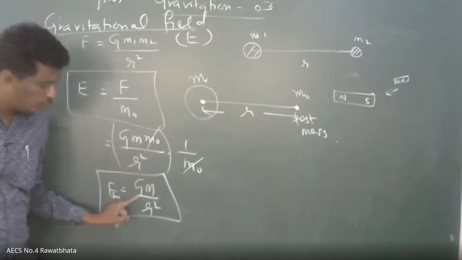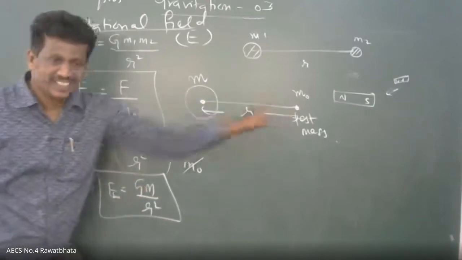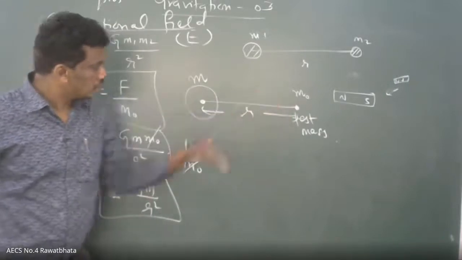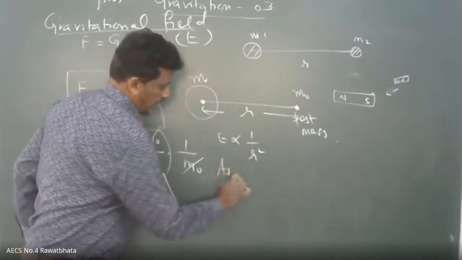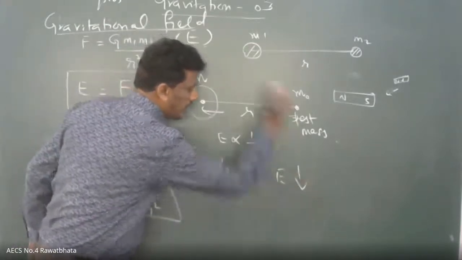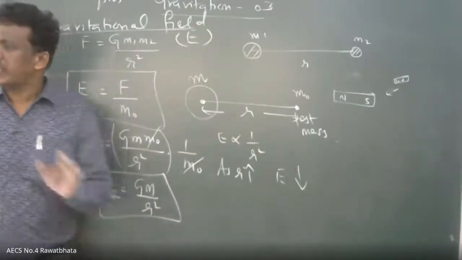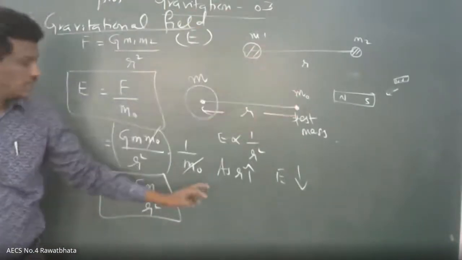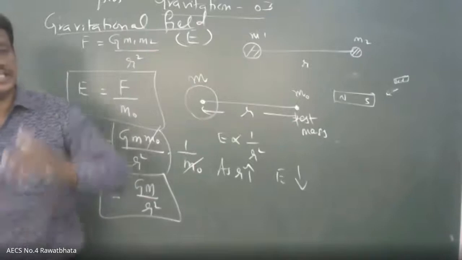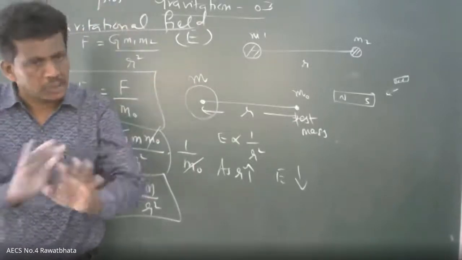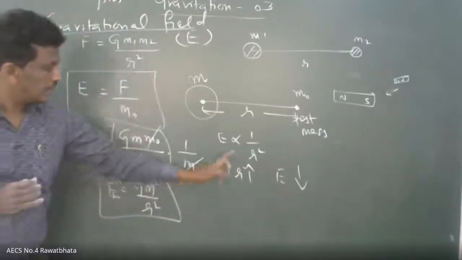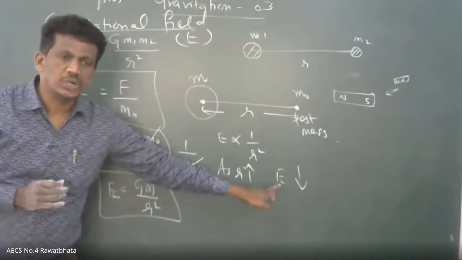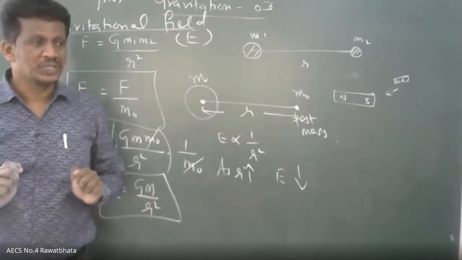So gravitational field, how to measure? It depends on the mass of this body, not the test mass, and the distance. E is proportional to 1 by R square. As R increases, what about the gravitational field? It decreases. That's why when you go to infinite distance, the gravitational field is zero. You won't feel anything because the distance is infinite. In mathematics there is no infinity; it is nothing but a very large value. That is the concept. When R is very large, the field is almost zero. You will not get any interaction.